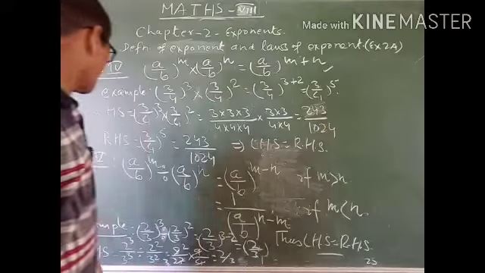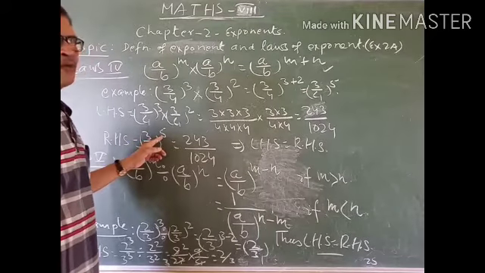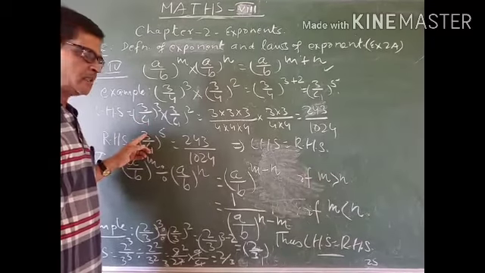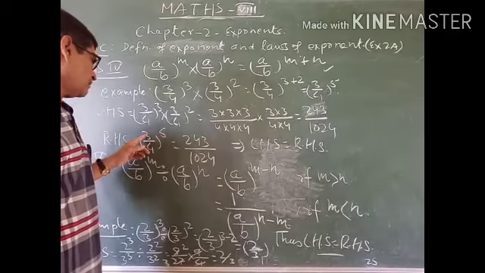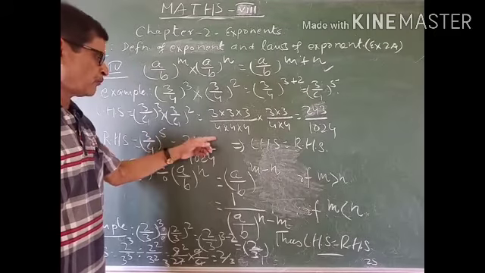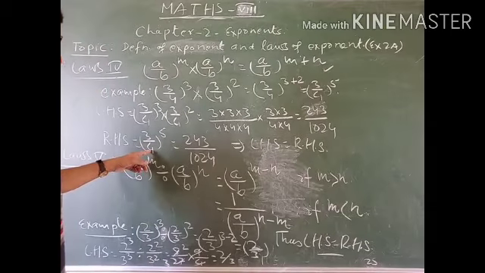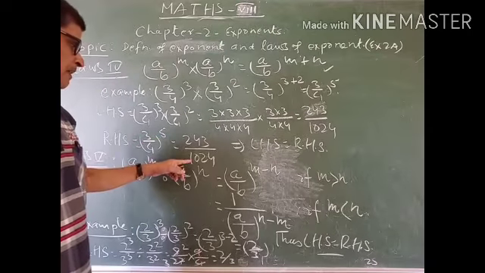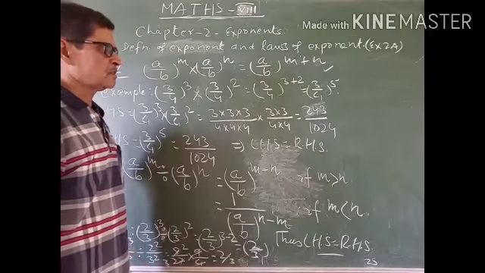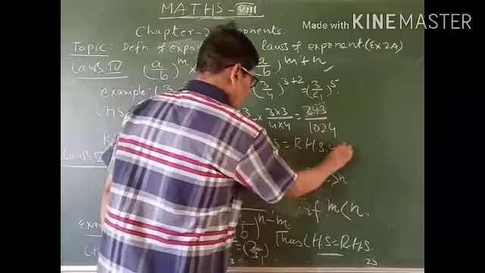Now come to RHS, (3/4) to the power 5. What does it mean? We have to multiply 3 five times. If you multiply 3 five times, then you will get 243. And if you multiply 4 five times, you will get 1024. So this is how we see that LHS is equal to RHS.